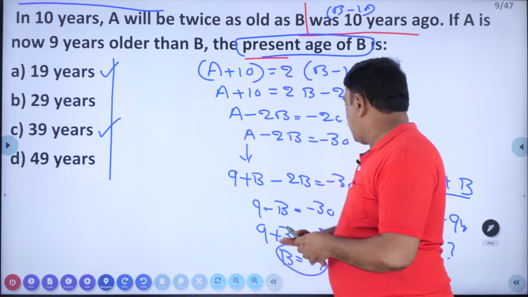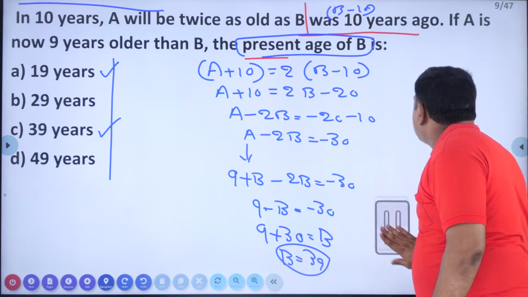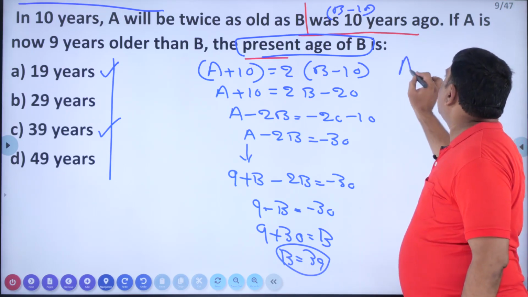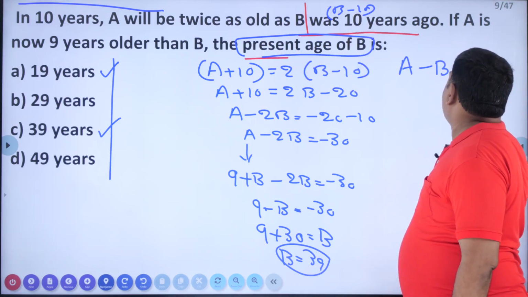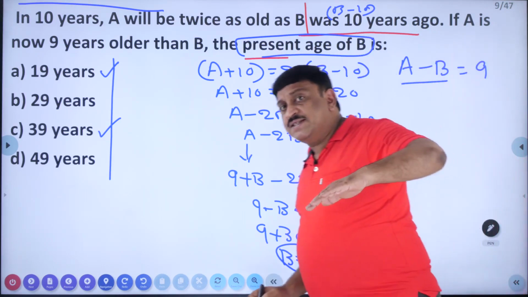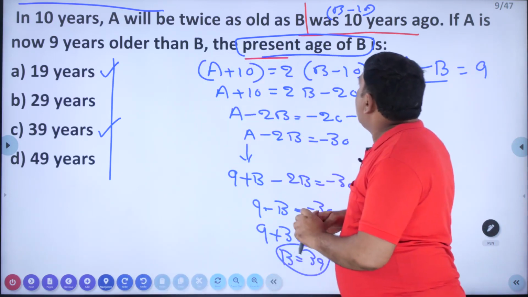So just see this one. I'll make use of all the logics here. The difference of A and B. Who is elder here? So elder is A, A minus B is 9. Is it B minus A is 9? No. A minus B is 9. I am particular about this one. Okay.